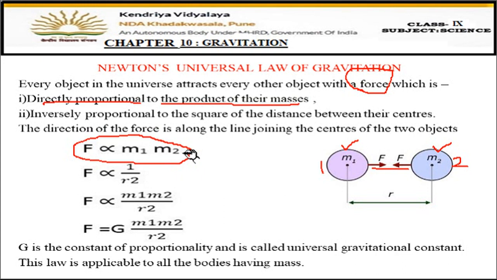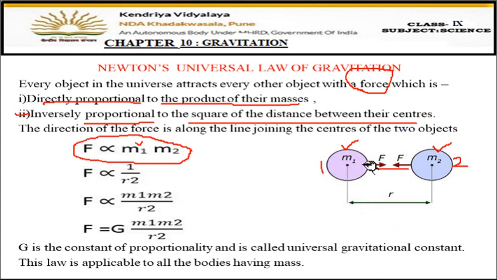Now, directly proportional means if the masses are more, the force will be more. If the masses of the bodies are less, the force will also be less. That means there is more force of attraction between heavy objects because their mass is more. Then the second point is that this force is inversely proportional to the square of the distance between their centers.